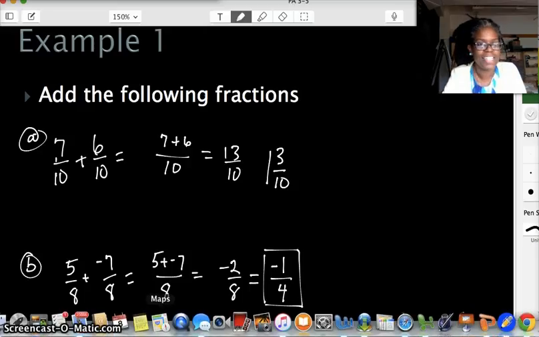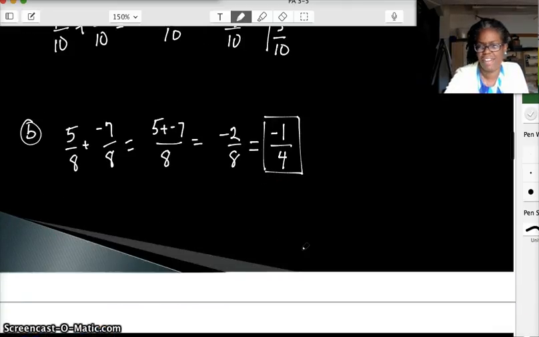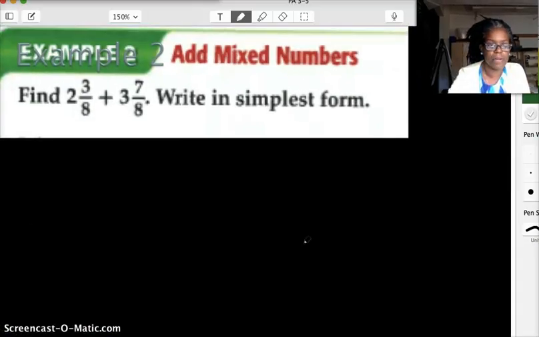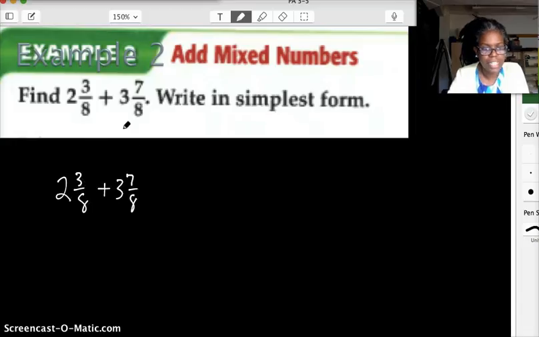Is that all right? Let's take a look at a few more examples. We have about 5 examples, so yeah, 5 or 6, so stay with us. Here's example 2, adding mixed numbers. So whenever I have a mixed number situation like this one, 2 3/8 plus 3 7/8, I'm appreciative of the fact that I have a common denominator. I'm going to add the whole numbers together. So 2 plus 3 is going to give me 5. And I'm going to take care of the rest.